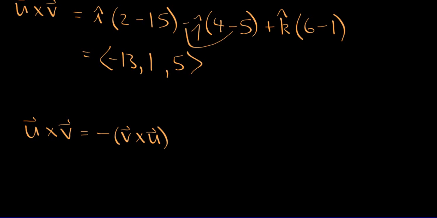Now also, remember this, that if you cross it with the 0 vector, what do you think you're going to get? You're going to get 0, right? Obviously, you have to, right? Okay, any questions about that?